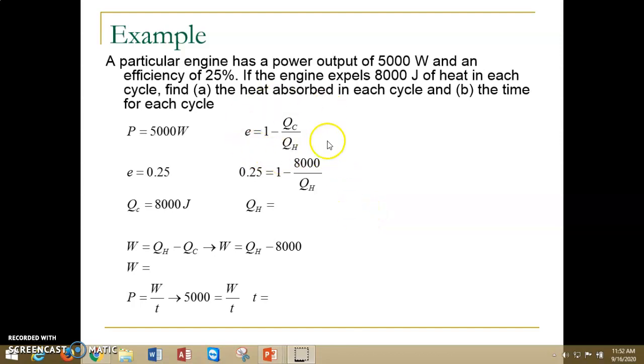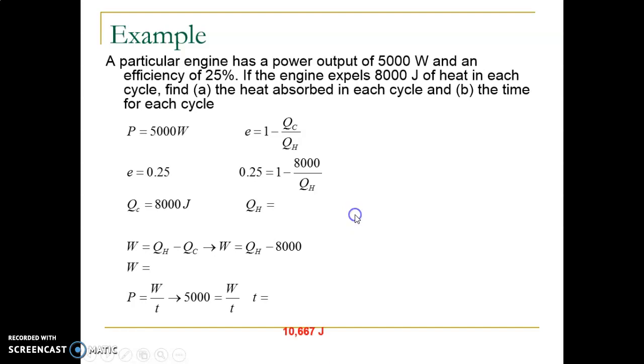And what we can do is use our efficiency equation here to solve for the Q hot. And it looks like Q hot is going to end up being this. So, there you go. That's our Q hot, energy absorbed. Remember, Q cold is what is exhausted, right? So this is what's left. Q hot minus Q cold equals work done. So we can figure out what our work done is. So there's our work done.